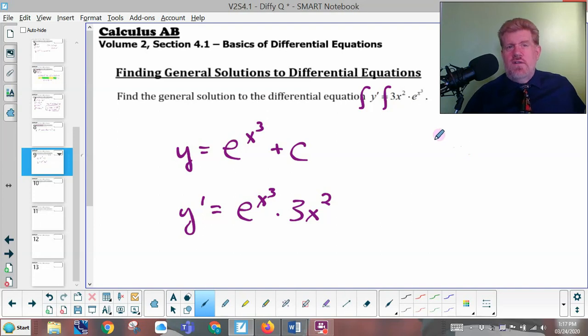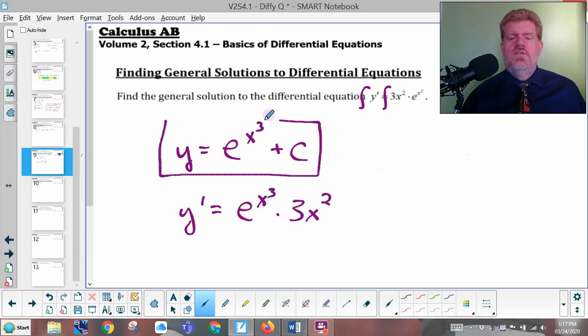Now, if you remember, that was what we call the substitution method of finding derivatives, and you've done that. So we will be using substitution method to find the solutions to differential equations also, if applicable. And in this case, it is. So this is the general solution to that differential equation. Now, if you don't remember the substitution method, don't worry, we'll go over it again. This is just an example.